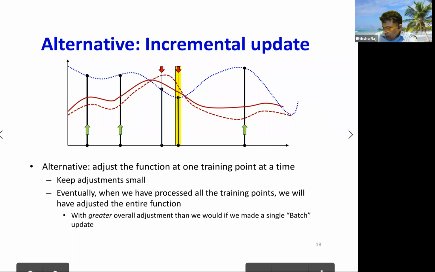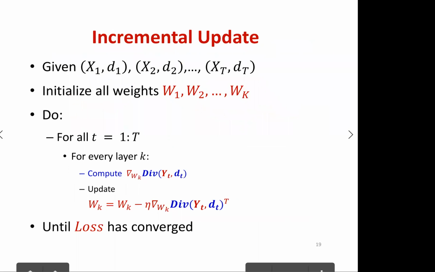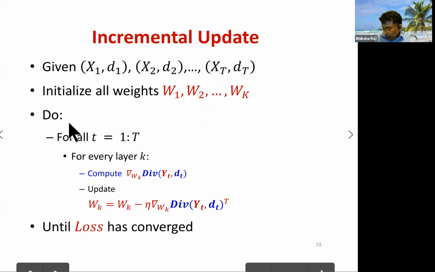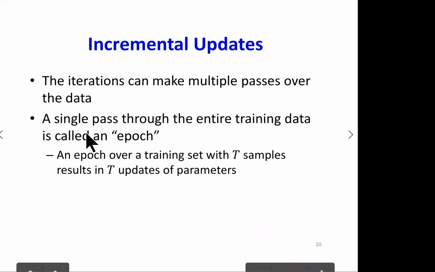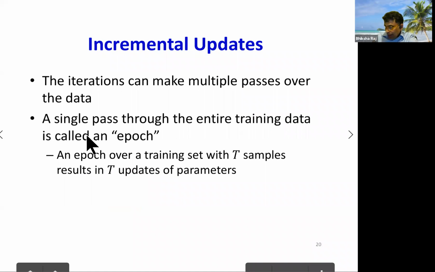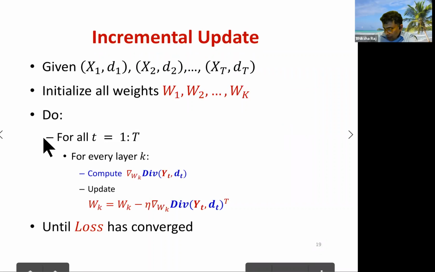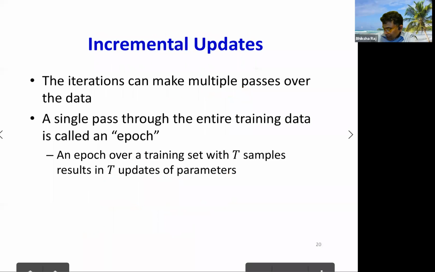And so here is the pseudocode for incremental updates. Within each iteration, we loop through all the training instances. As soon as we process any training instance, we immediately update the parameters. Also, we will generally make multiple passes over the training data. Within each pass, you make an update after each training instance, but then you will also make multiple passes over the training data.